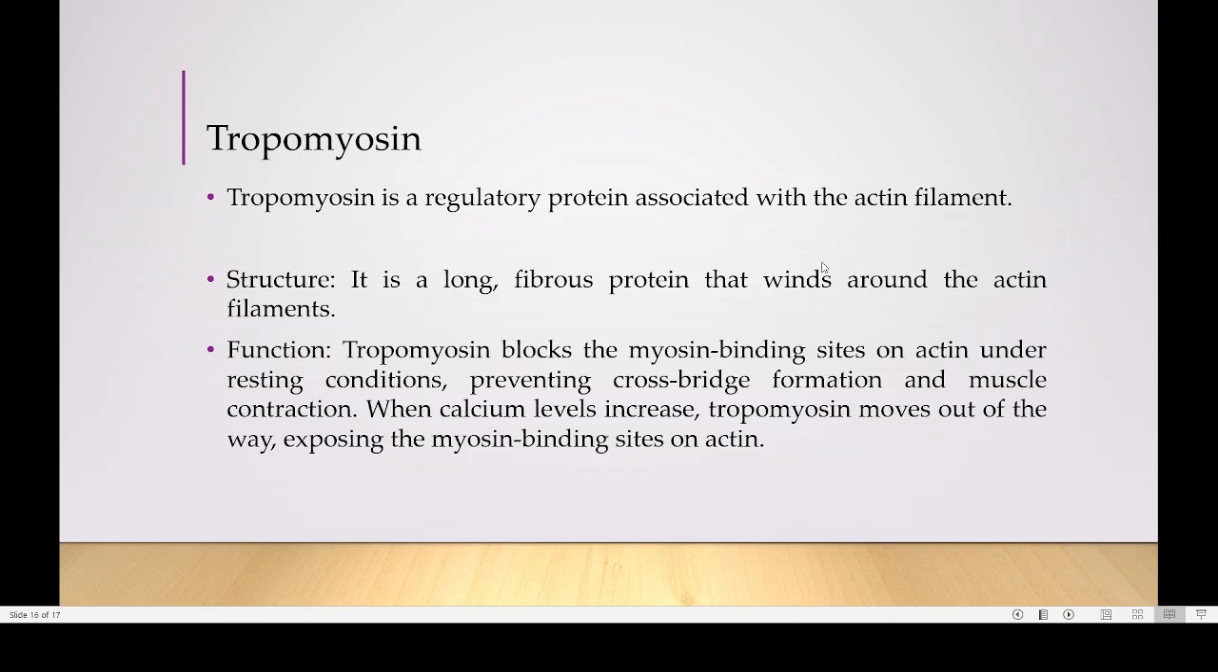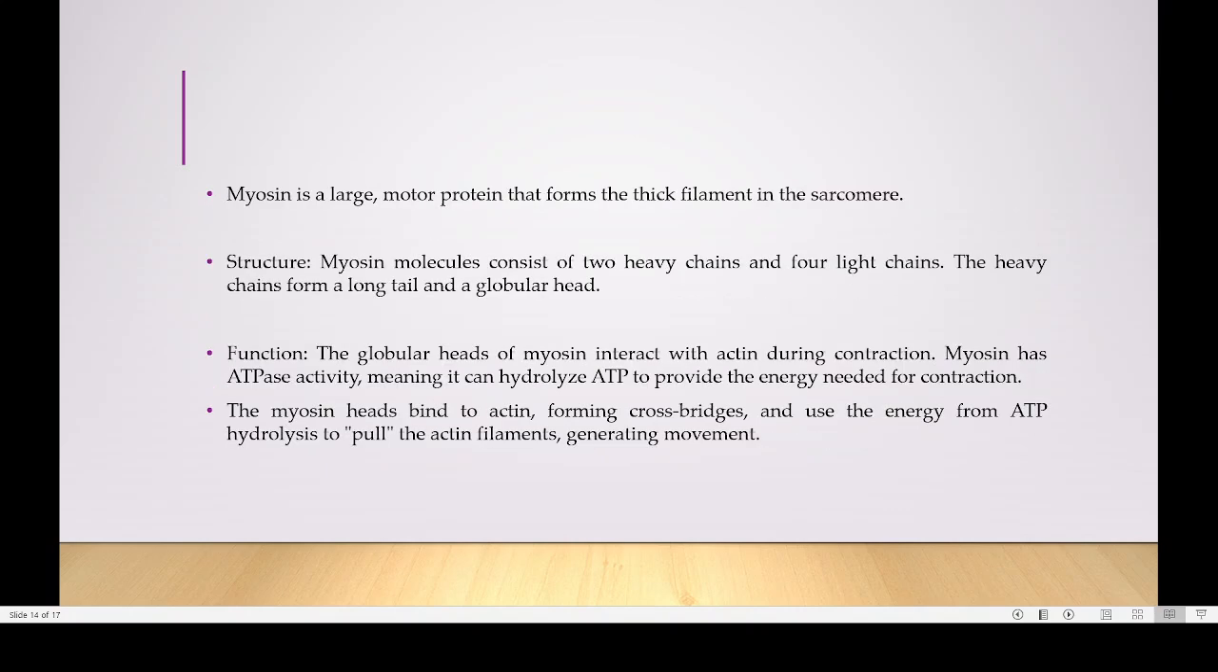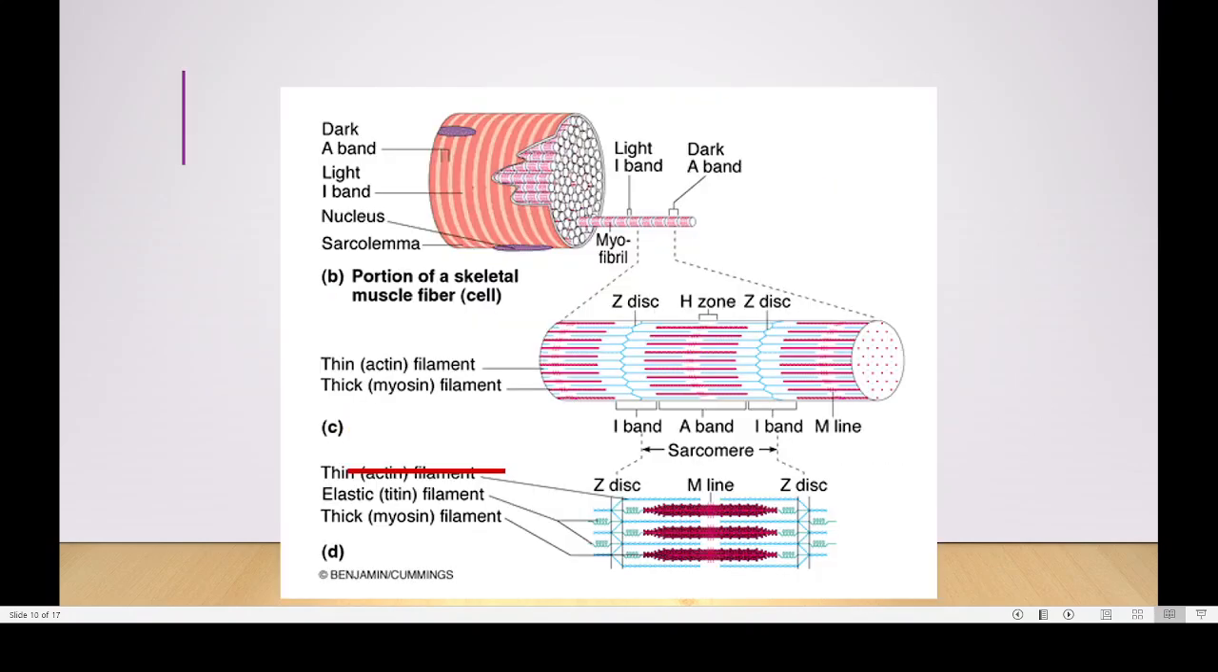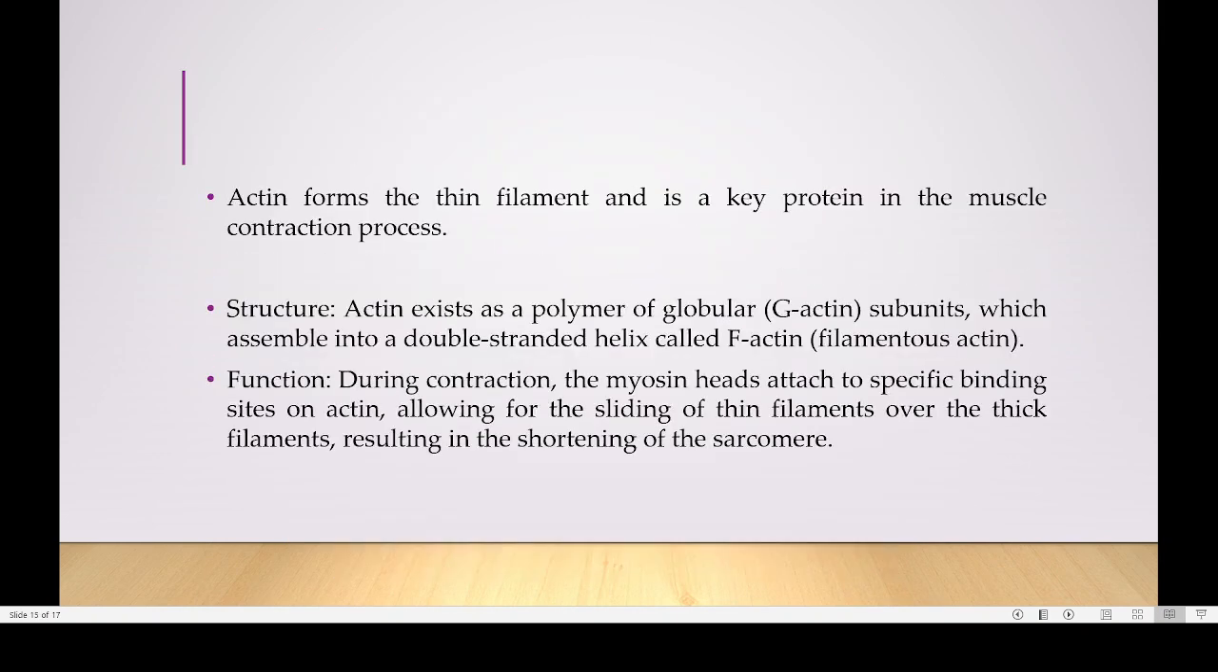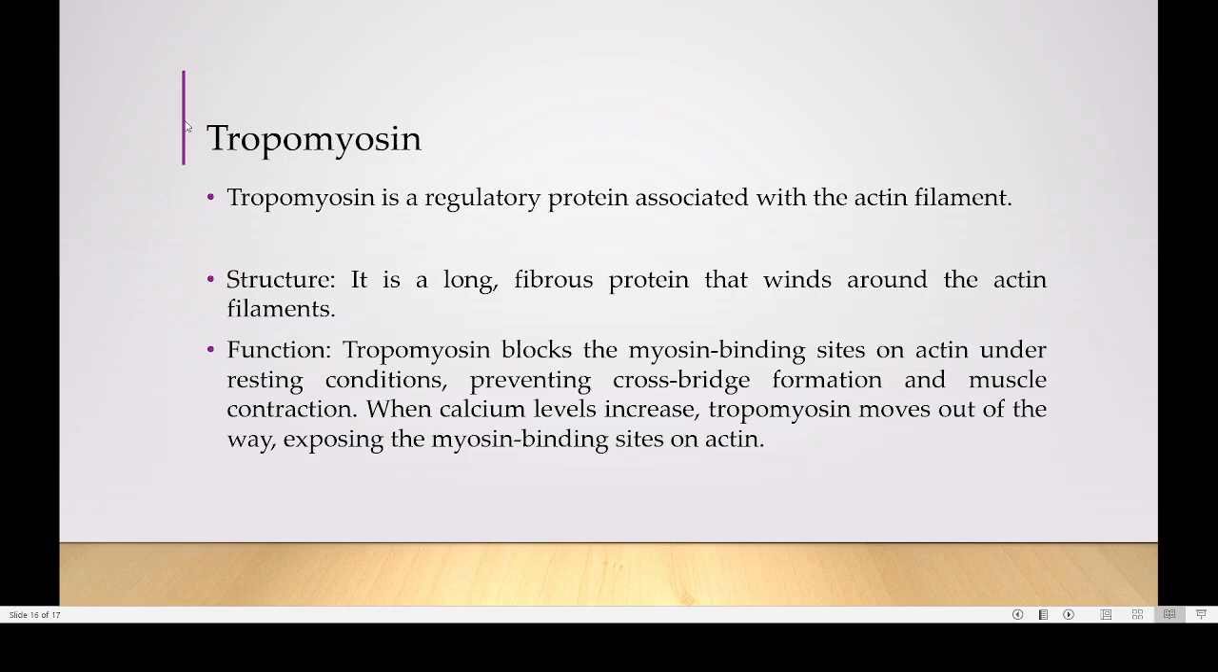It is a long fibrous protein that winds around the actin. That is the main function of that. See here, this is the tropomyosin. These are the tropomyosin and this is the actin. This is myosin, and the middle one is the actin. These long winding tubes are known by the name tropomyosin.